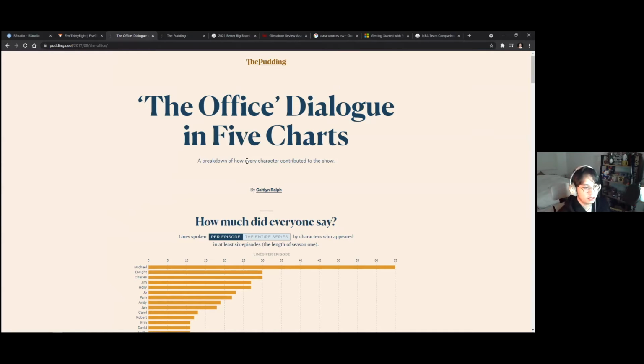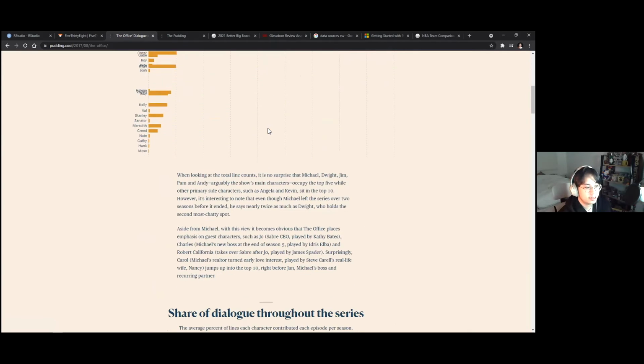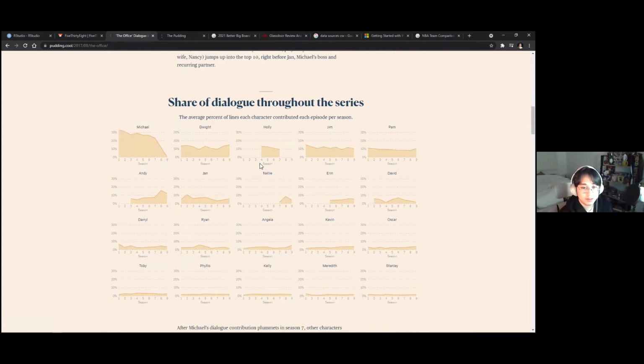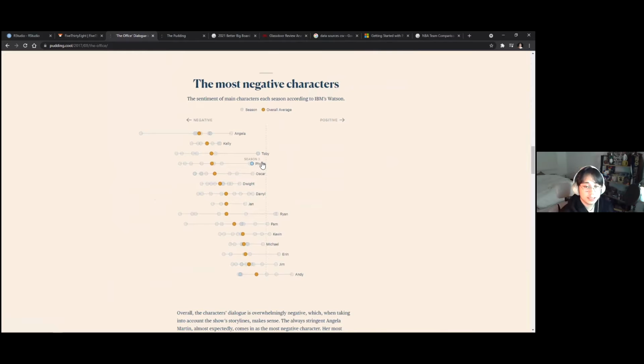So a breakdown of how every character contributed to the show. So you can have how much did everyone say per episode or the entire series. You have the share of dialogue throughout the series, similar to what I made before. And you can also do the sentiment of these lines by showing the most negative and positive characters. So obviously, on the more negative scale, you have Angela. On the more positive scale, you have Andy and Jim. And then you can also do it through web apps, like I mentioned earlier.